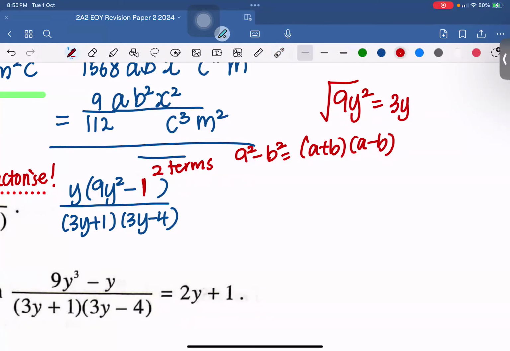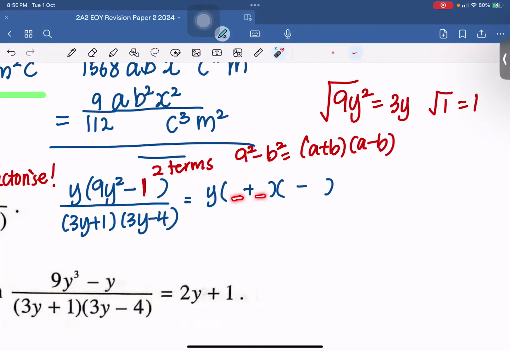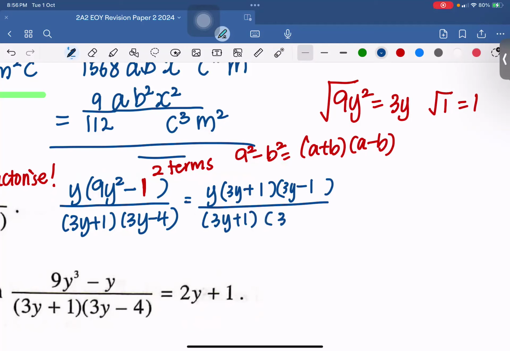What is the square root of 1? Still 1, right? So in this case, keep the y, but now I got two brackets, 1 plus and 1 minus. What's inside my bracket here? 3y plus 1, 3y minus 1. Yes. Then I have my denominator.